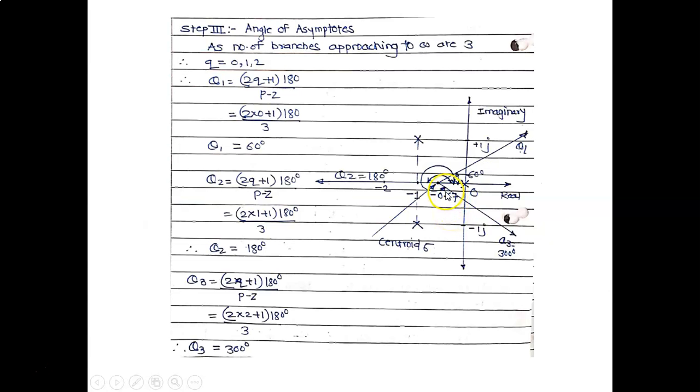That's why we have to locate the point minus 0.67, and through this point we have to draw the angles. Theta 1 is equal to 60 degree, theta 2 is equal to 180 degree, this is nothing but a horizontal line, and theta 3 is equal to 300 degree.